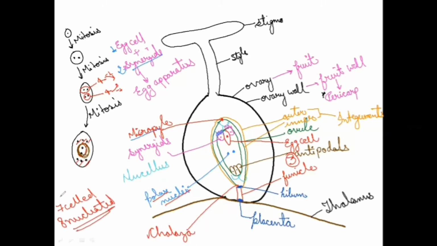Clear? This is one important point. Students do get confused between 7 nucleated, 8 nucleated, or cells. So remember, 7 cells are there. You can count on your fingers. 1 egg cell, 2 synergids, 3 antipodals, total 6, plus 1 main or larger cell, that is total 7 cells. Counting the nuclei: 1 nucleus of egg cell plus 2 nuclei of synergids plus 3 nuclei of antipodals plus 2 polar nuclei. So total 8 nuclei are present.